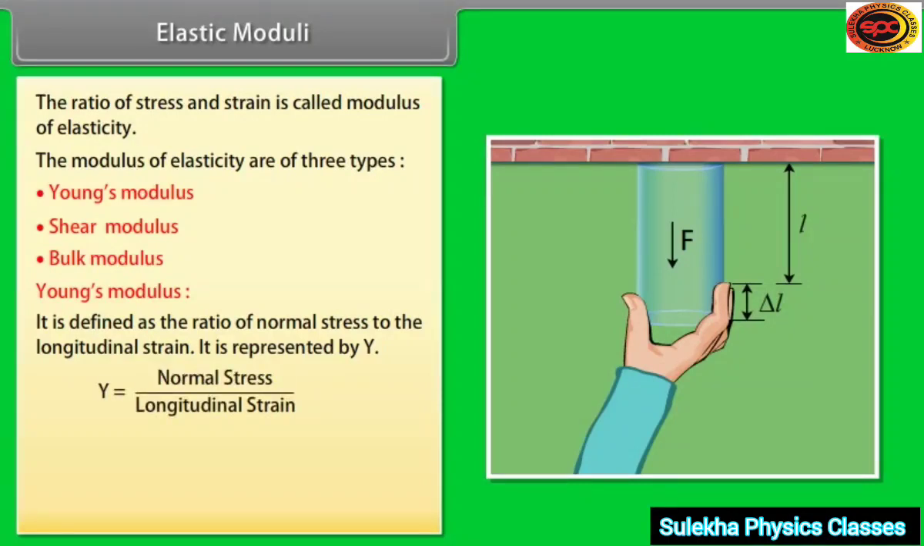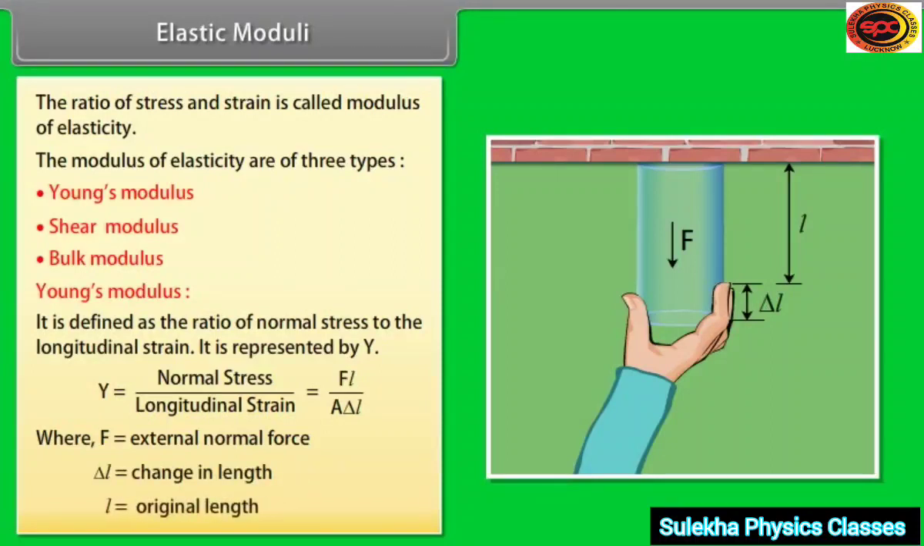Y is equal to normal stress upon longitudinal strain, which is equal to F into L divided by A into delta L, where F is equal to external normal force, delta L is equal to change in length, and L is equal to original length.